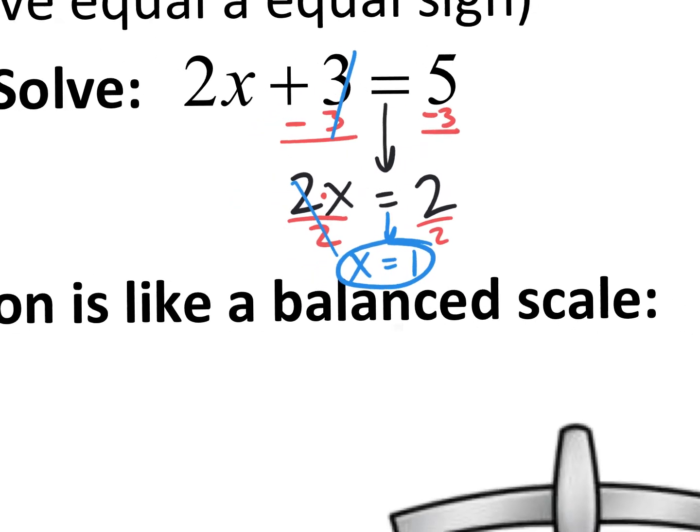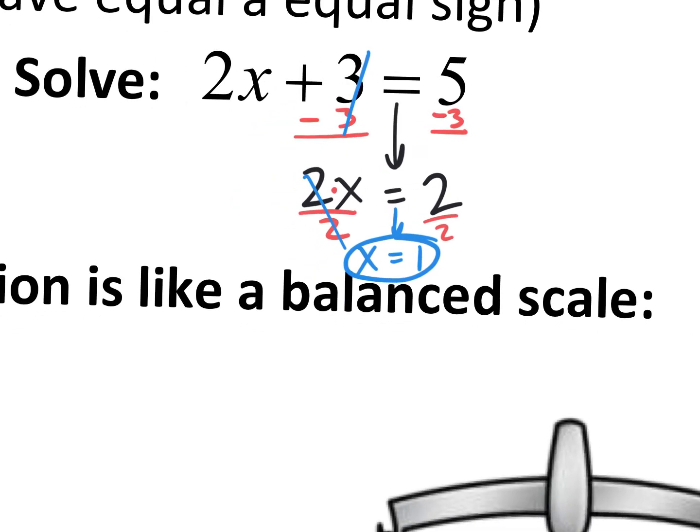By the way, whenever you get an answer, if you want to double check it, if you're not too sure, you take the value that you got, the 1, and plug it back in. And imagine that. 2 times 1, that is 2. And 2 plus 3, it really does equal 5. So we've double checked it. We know that x equals 1 is the correct answer.